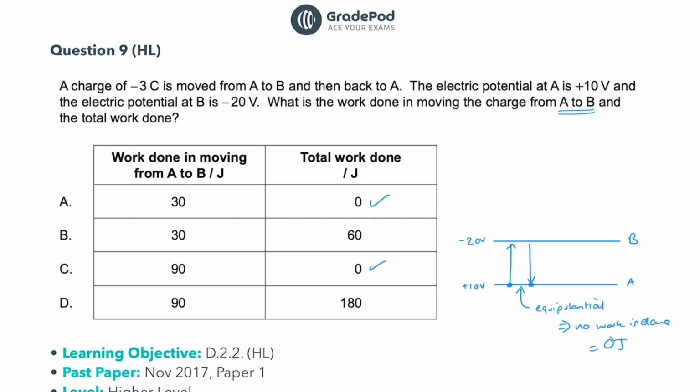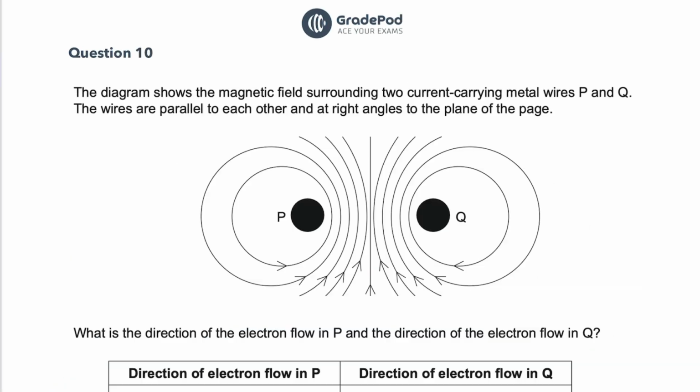If we're looking for just A to B now, the work done, we're going to use W equals QV. Q is equal to minus 3 coulombs. V is equal to minus 30. So 3 times 30 is 90 joules. The answer is C. Question 10.